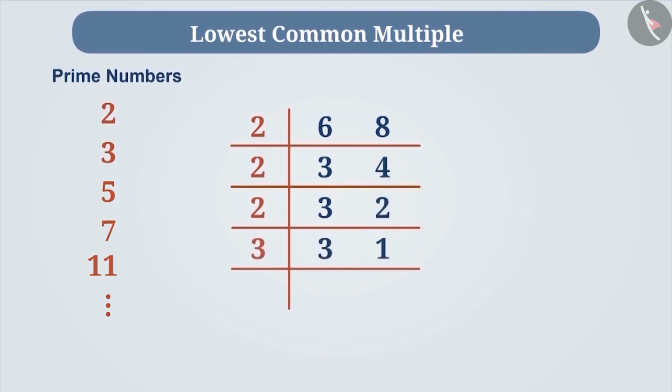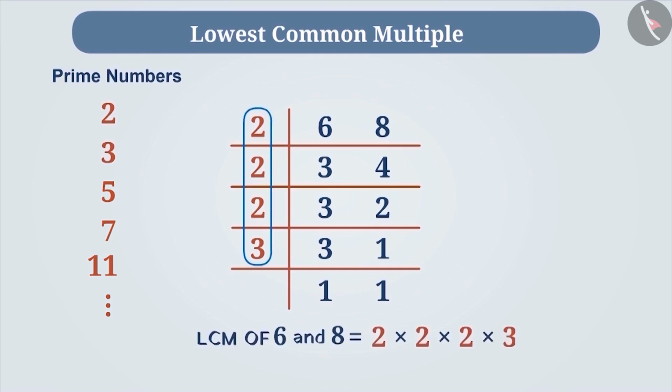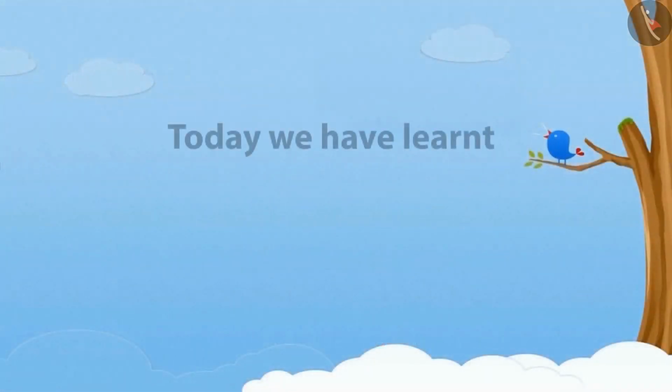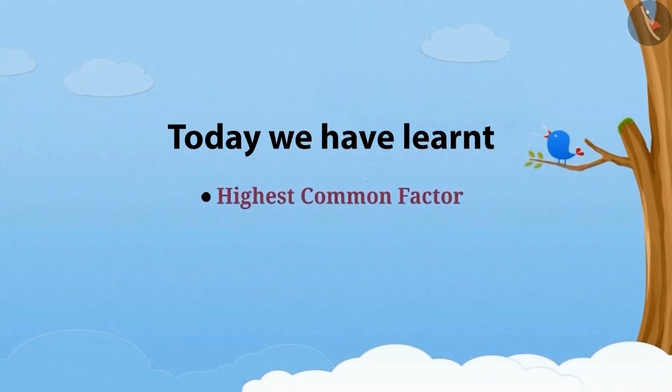Now, we divide 3 by 3. Now the method came to an end. To find the LCM of 6 and 8, we will multiply these numbers. Therefore, the LCM is 24. Today, we've learnt the highest common factor and the lowest common multiple. In the next video, we will understand it in a better way with some examples.